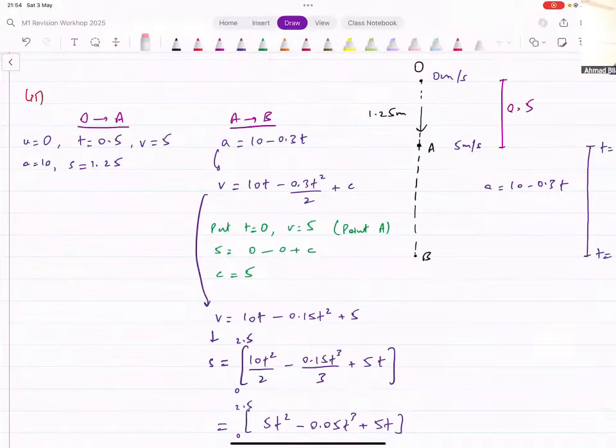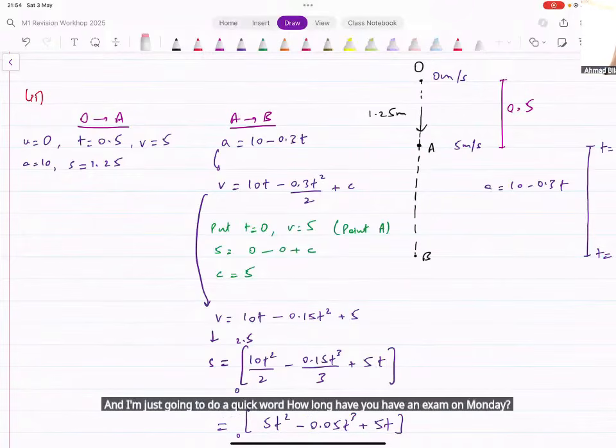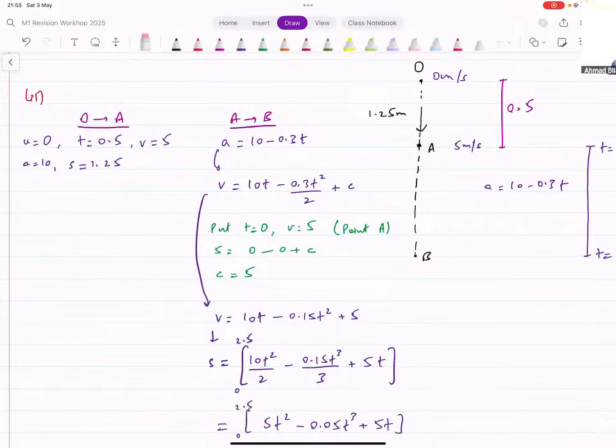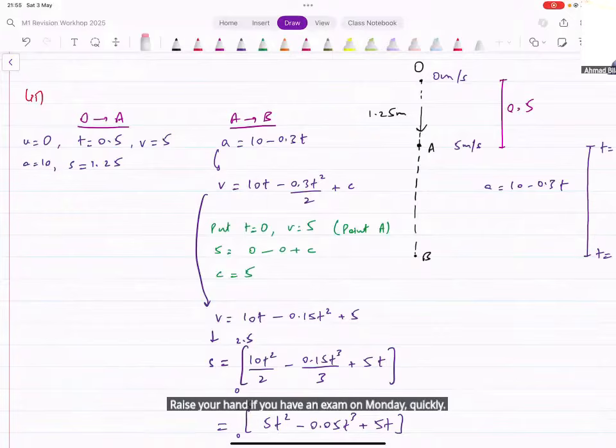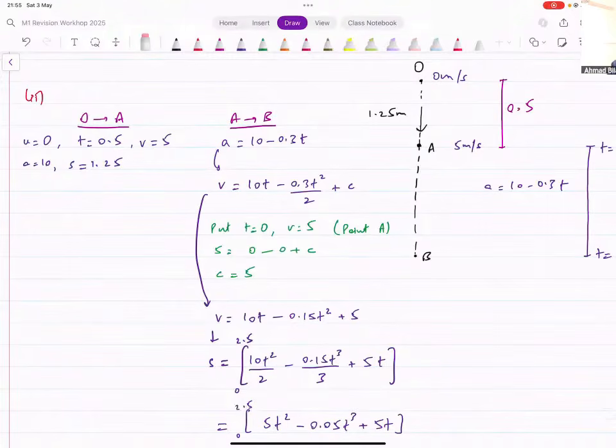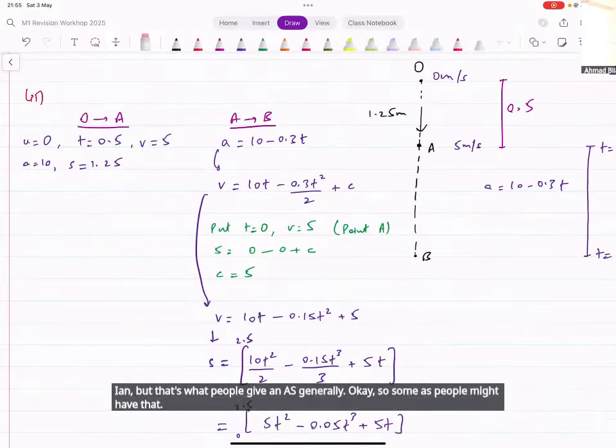Okay, so I'm just going to do a quick vote. How many of you have an exam on Monday? Raise your hand if you have an exam on Monday, quickly. What exam do we have on Monday? EM? But that's what people give in AS generally. So some AS people might have that. All right.